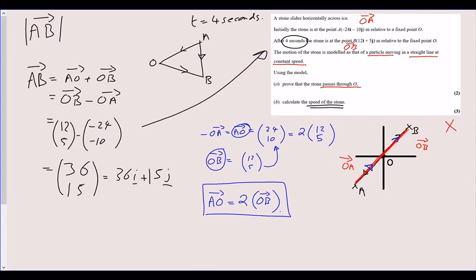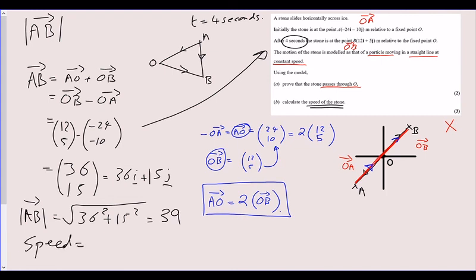I need to find the magnitude. So again, we're going to use Pythagoras to get that. That comes to, remarkably, 39. And therefore the speed, which is going to be 39 divided by 4, and that will give us 9.75 meters per second to 3 significant figures.